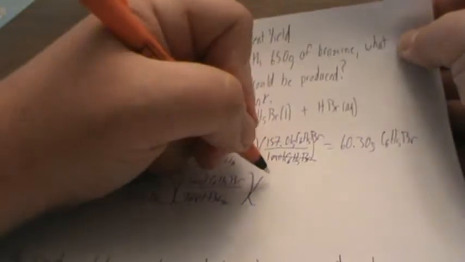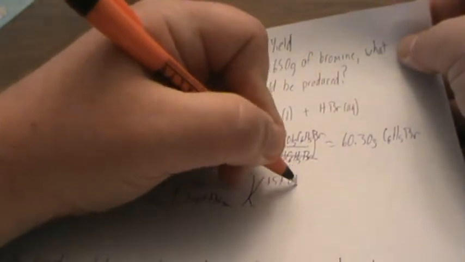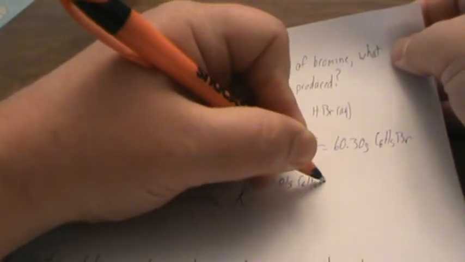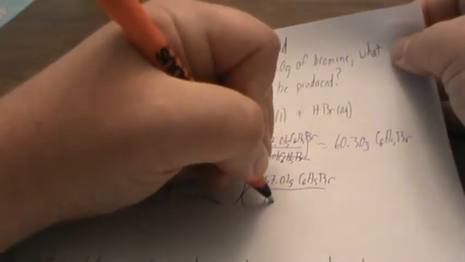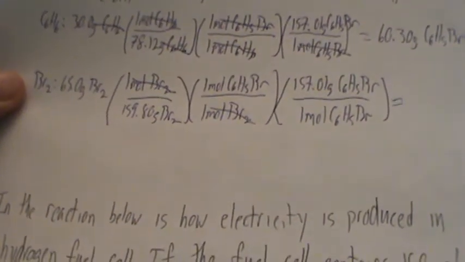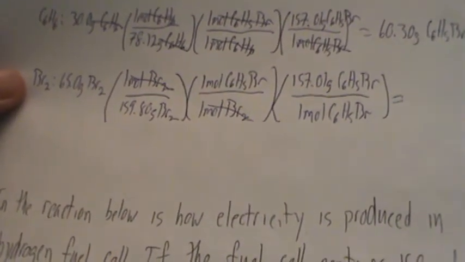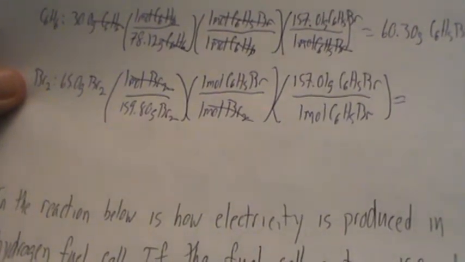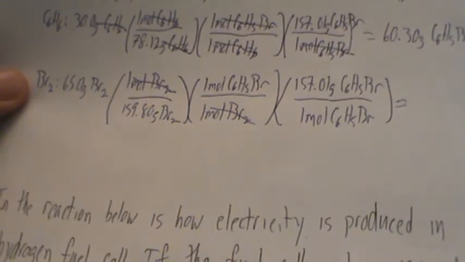Then our last step is to go to grams of bromobenzene, and since we already calculated it up here, we're going to use the same number down here: 157.01 grams C6H5Br over 1 mole C6H5Br. Okay, let's run this through the calculator. So 65 times 157.01 divided by 159.80.